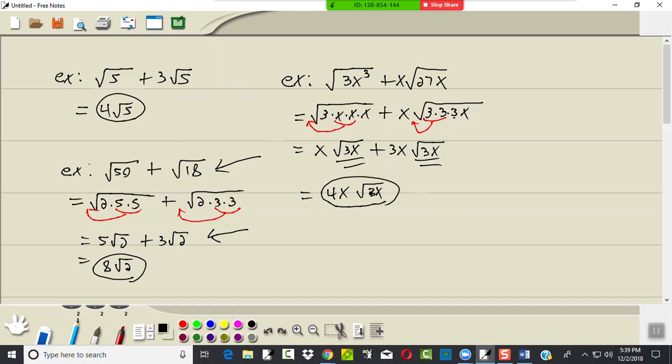Now this is assuming that x represents a positive number. If it represents a negative number and you're bringing out a variable, when you've got an even index, you have to worry about putting absolute value bars around them. And the videos I've got out there go into more detail on that. It's kind of a fine point you don't see a whole lot in math. Now I've done addition, but subtraction is just exactly the same way. If that was x minus 3x, we'd have a negative 2x out in front.